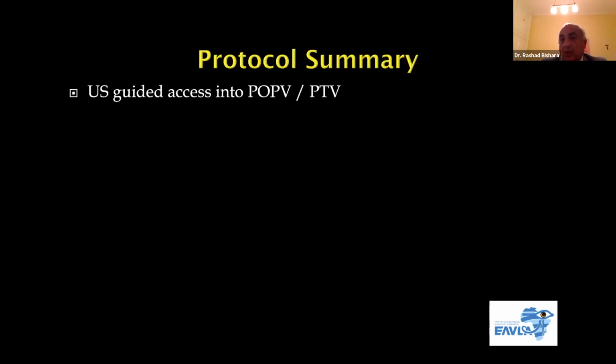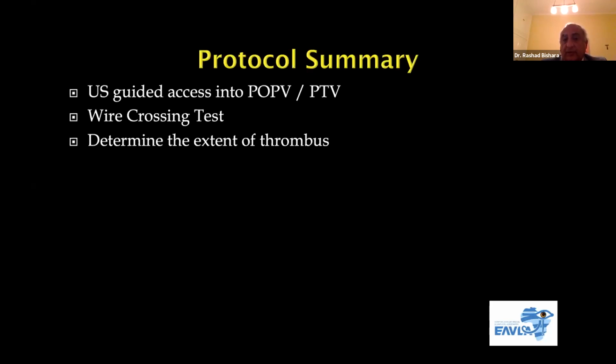And this is our protocol: ultrasound guided access to the popliteal vein as a rule, into the posterior tibial vein exceptionally if the thrombus goes very distal into the venous tree. Wire crossing test, and this is very important: we advance a wire with or without a catheter up to the inferior vena cava to make sure that the thrombus is actually soft. A positive wire crossing test would indicate that the thrombus is going to be easy to lyse, while if there is a lot of difficulty in crossing the thrombus, it means the thrombus is old and the results are not going to be very good.